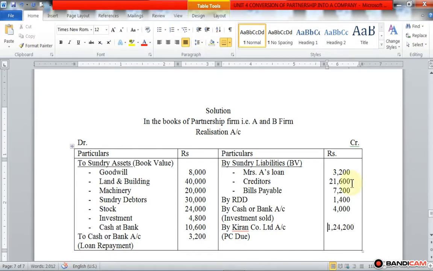Then the second effect on the debit side of Kiran Company Limited account is to realization account 1,24,200 (amount of PC due). But here we only prepare a realization account, so only one effect is given, on the credit side of realization account, that is purchase price receivable from Kiran Company Limited on account of realization. Okay, so make the total and find out the net profit or net loss.